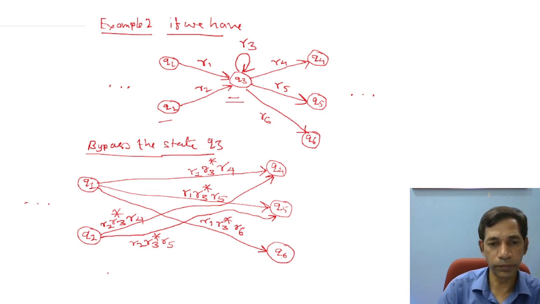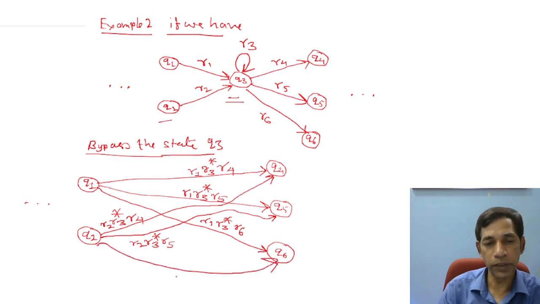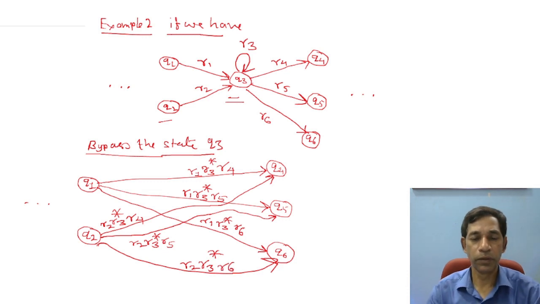Okay. Now from Q2 you are also going to Q3, then Q6. So you have the regular expression corresponding to the direct path from Q2 to Q6. What is the regular expression for this case? R2, then R3 Kleene star, and then you have R6.